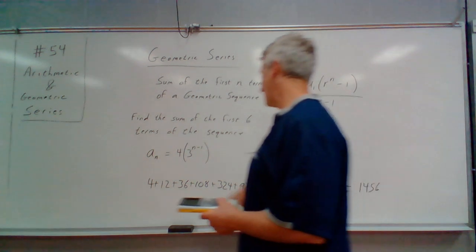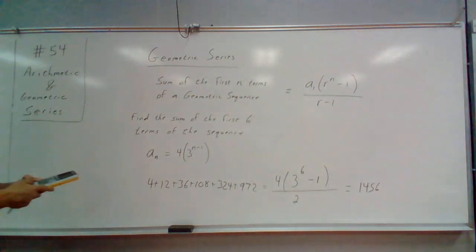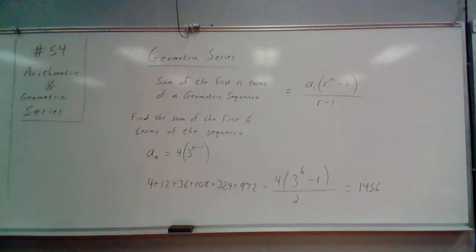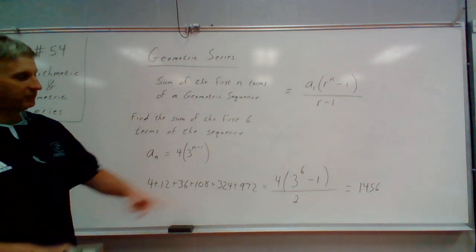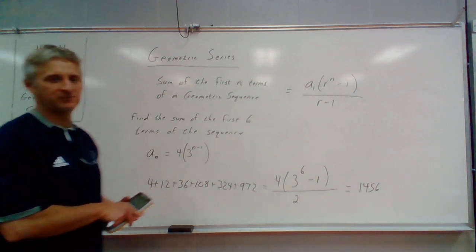So let's actually just add these up. So I'm going to get on my calculator here. 4 plus 12 plus 36 plus 108 plus 324 plus 972. Hey, I get 1456. So if I just add all these up, I get 1456. If I use the formula, I get 1456.